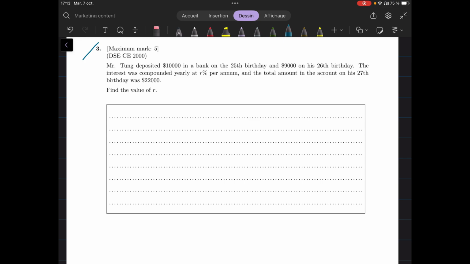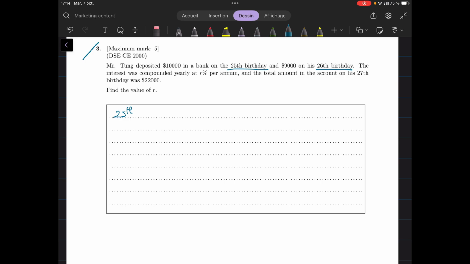Question 3. Mr. Tum deposited 10,000 bucks in a bank on his 25th birthday and 9,000 on his 26th birthday. The interest was compounded yearly at R% per annum, and the total amount in the account on his 27th birthday was 22,000. Find the value of R. Another straightforward question.